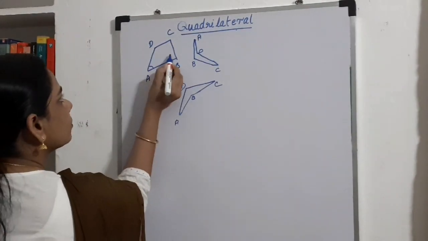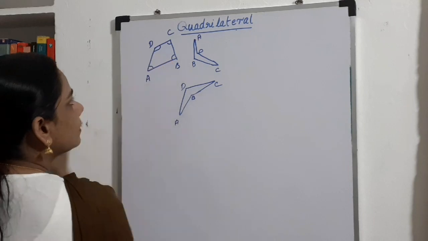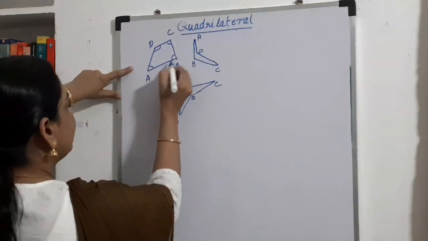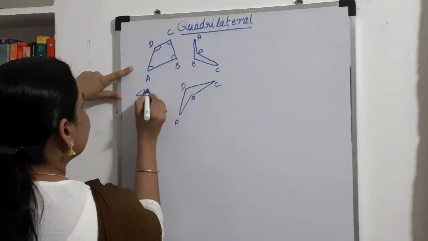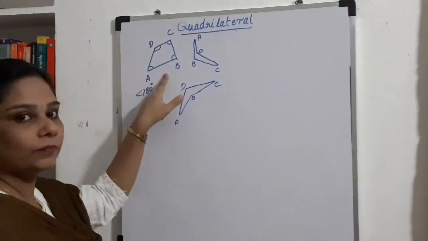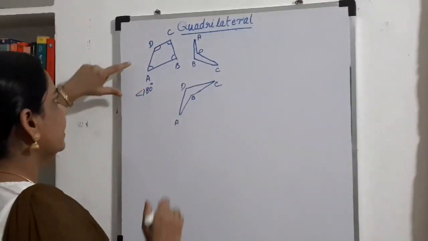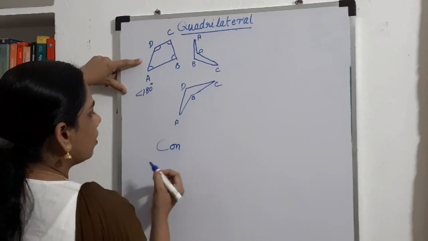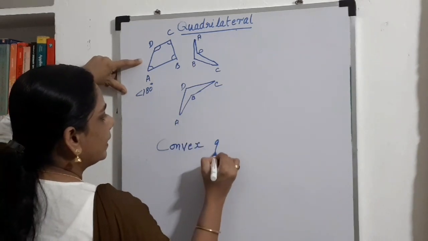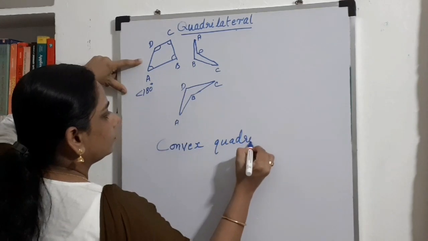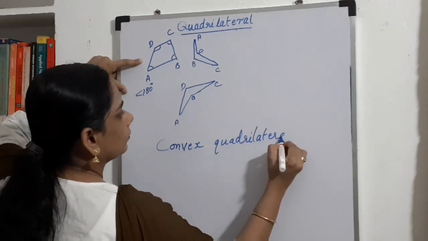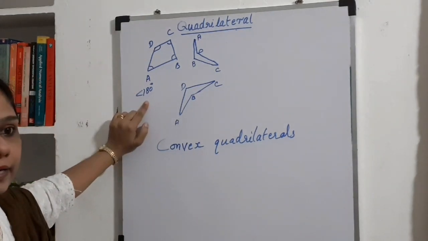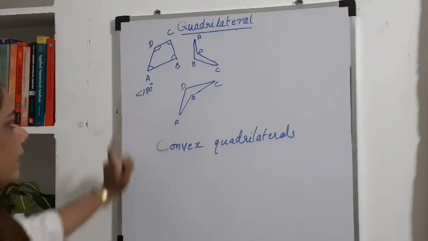So here these all are the angles of this quadrilateral. What about the angles? In this polygon all the angles will be less than 180 degrees. Such quadrilaterals are known as convex quadrilaterals. If all the angles are less than 180 degrees, such a quadrilateral is known as a convex quadrilateral.